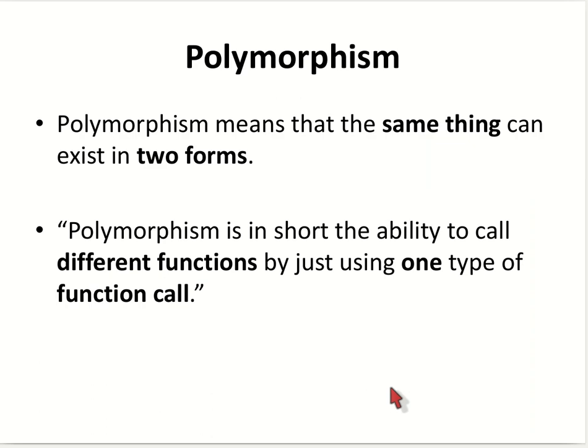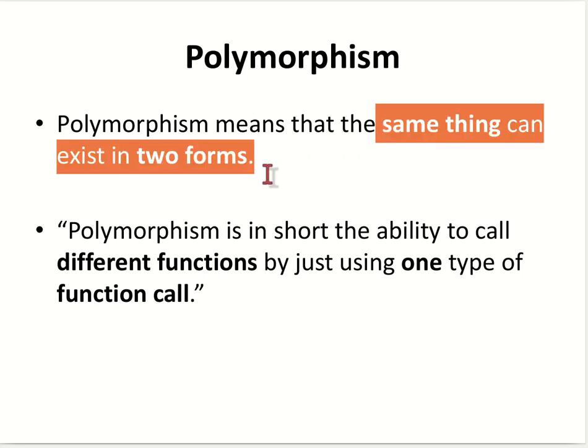The next element is our polymorphism. We have already seen one way of producing polymorphism in our programs, that is function overloading: same function name with different arguments. So here, polymorphism means what? The same thing can exist in two forms.